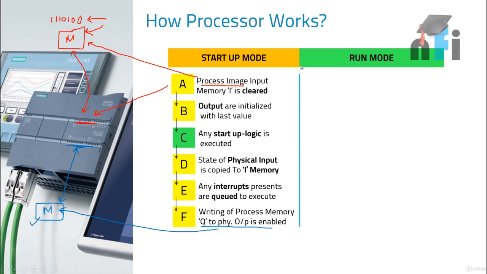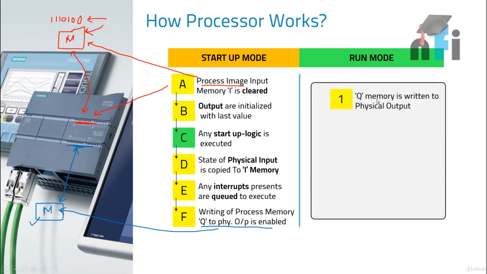Then comes the run mode. We'll also see how the startup mode executes. In the next slide, I'll show you different status of the inputs, and I'll show you the startup mode. There's a blinking of light, then you have a run mode. So startup mode is before the run mode. So in run mode, queue memory is written to the physical output.